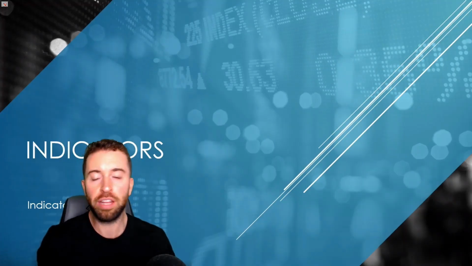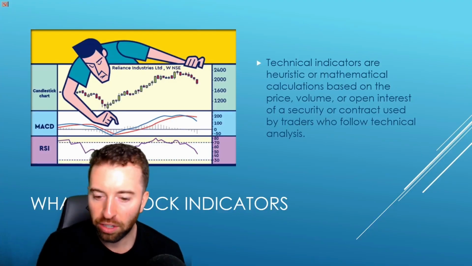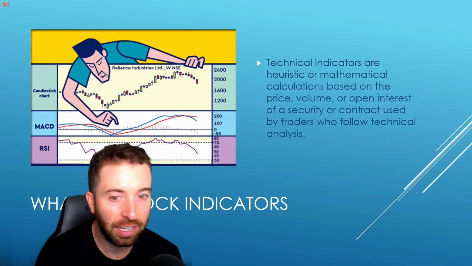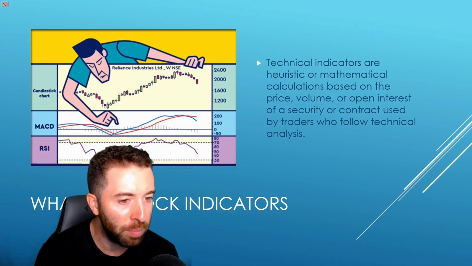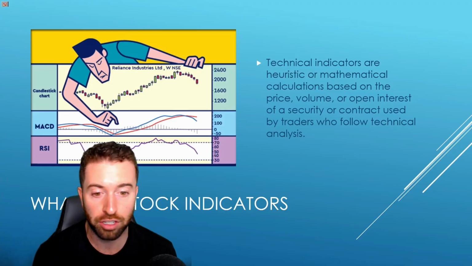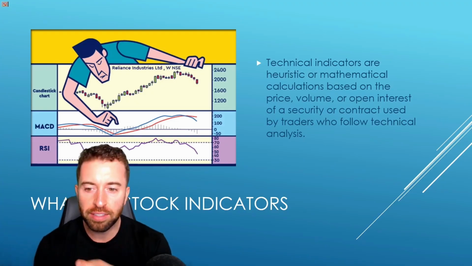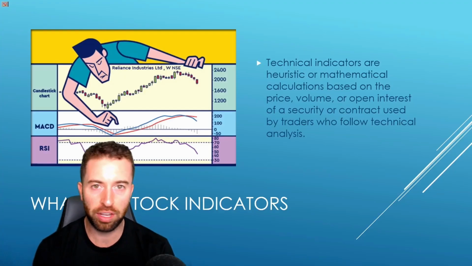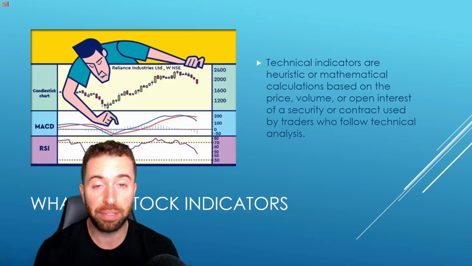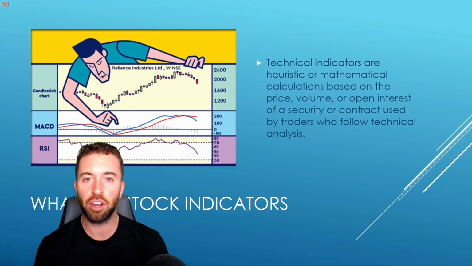First thing is, what even is an indicator? What is the point of them? So what are stock indicators? Well, technically indicators are heuristic or mathematical calculations based on price, volume, or open interest of a security or contract used by traders who follow technical analysis. So these are mathematical calculations that help traders understand where a potential resistance or support line is going to be. That's all indicators are at the end of the day.